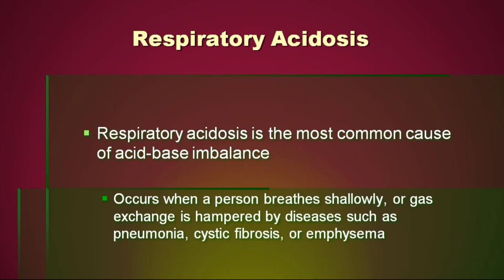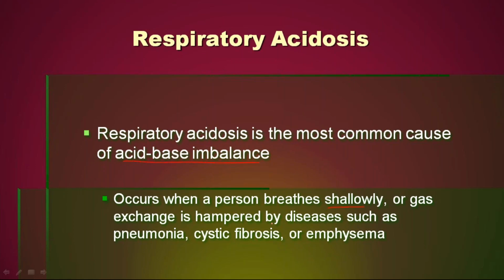Now, which conditions can cause respiratory acidosis? It is the most common cause of acid-base imbalance as far as we are concerned. This happens with shallow breathing. Gas exchange is hampered because of disease, for example pneumonia. What happens is consolidation. Gas exchange happens inside the alveoli, and if the alveoli are filled with exudates or consolidated, there is no chance of exchange of gases. So that is the reason.